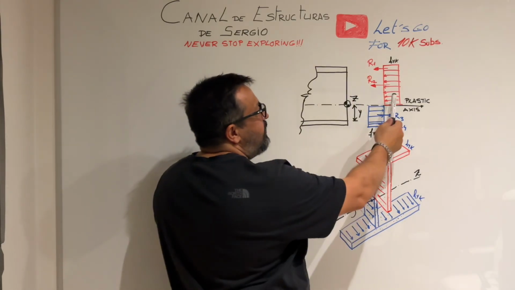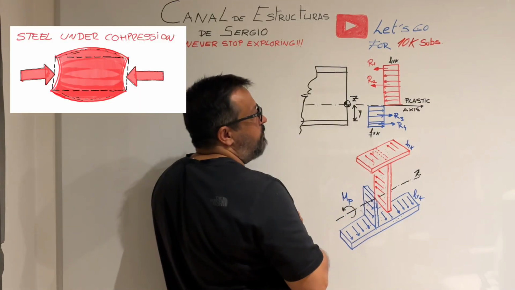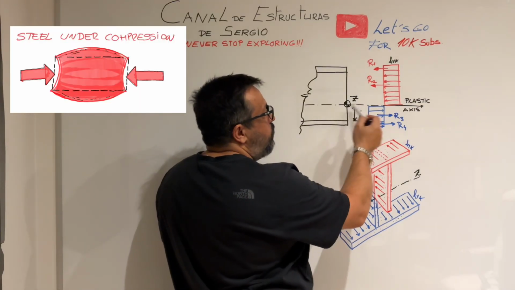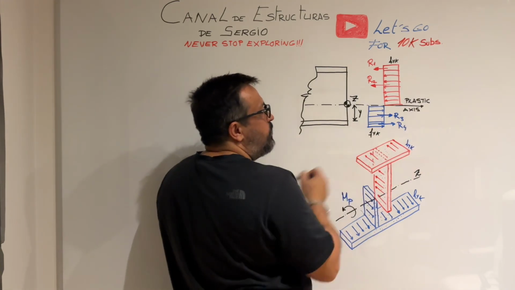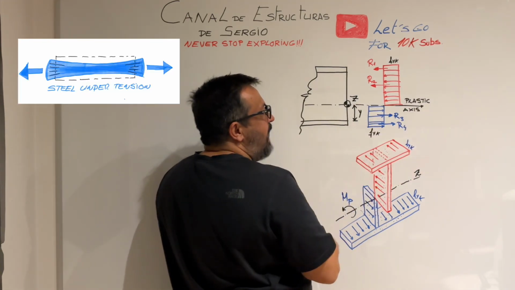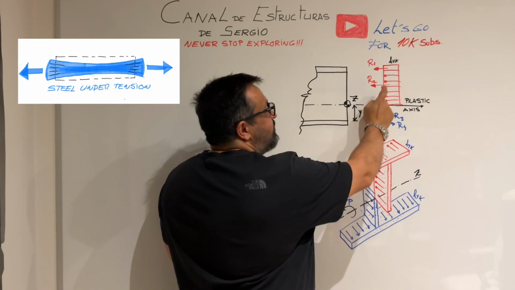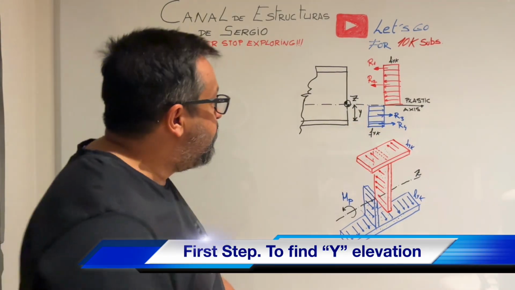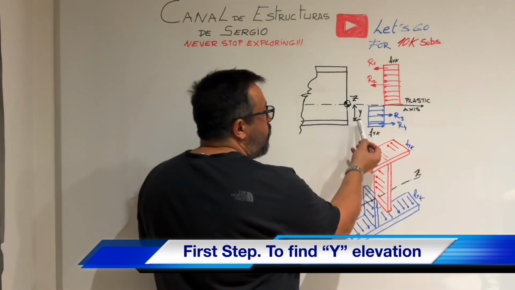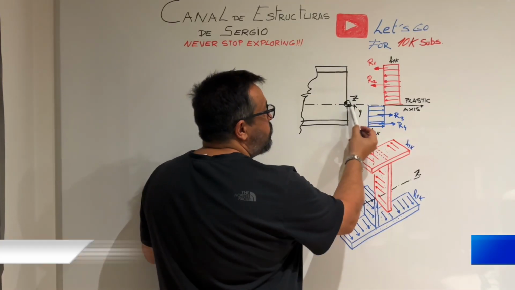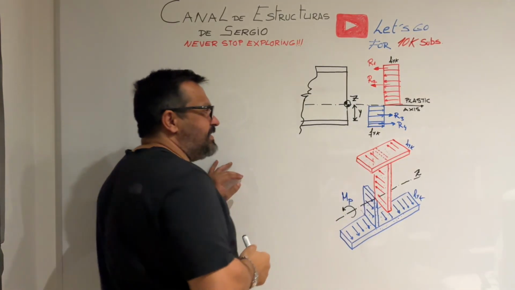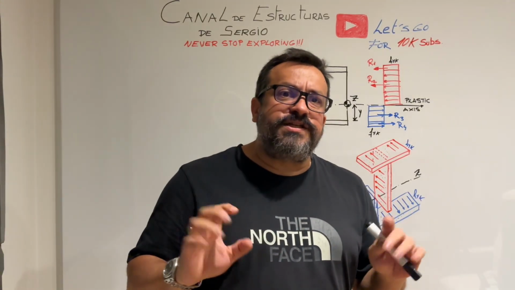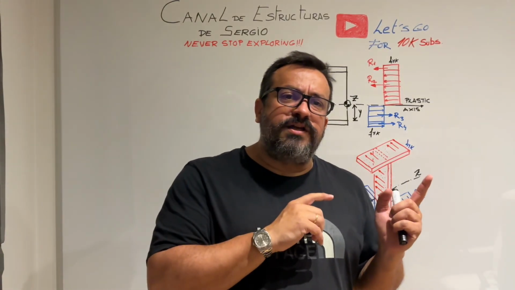As you can see, here in red we have the compression stresses for the steel, and below the plastic axis in blue we have the fibers under tension that have to balance this red compression stress. The first action is to estimate the location or elevation of the plastic axis. For that, we are going to establish the horizontal forces balance at the cross-section level.